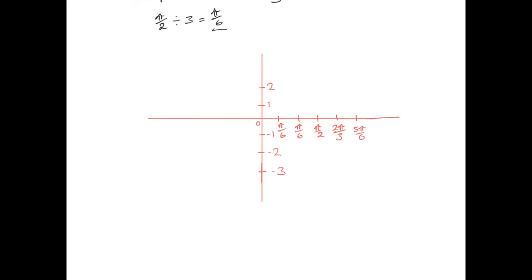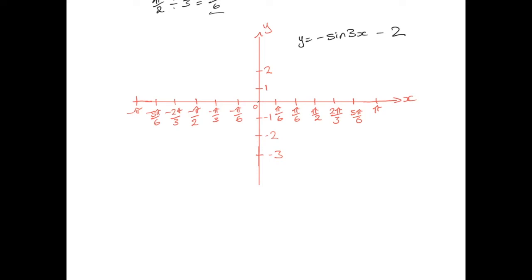And I better extend it. 6 pi on 6, which is just pi. And so same thing over here. So when x is 0, what do I get? 3 times 0 is 0. Sine of 0 is 0. So I get negative 0, which is just 0. And then 0 minus 2 is negative 2. So I'm there.